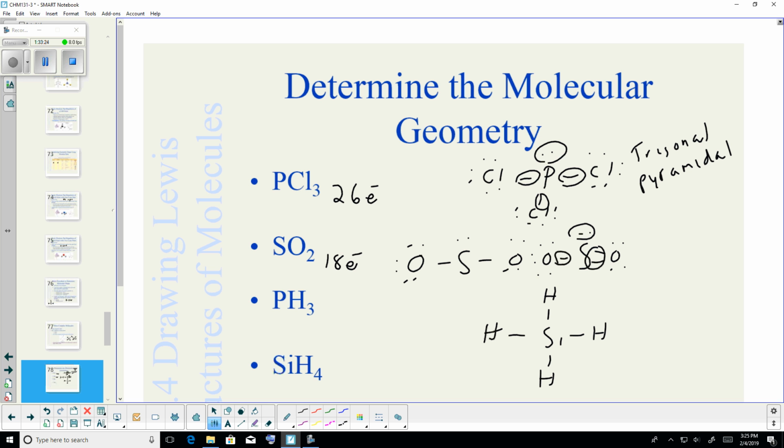How many things are on the Si? 4. Its shape's going to be tetrahedral.